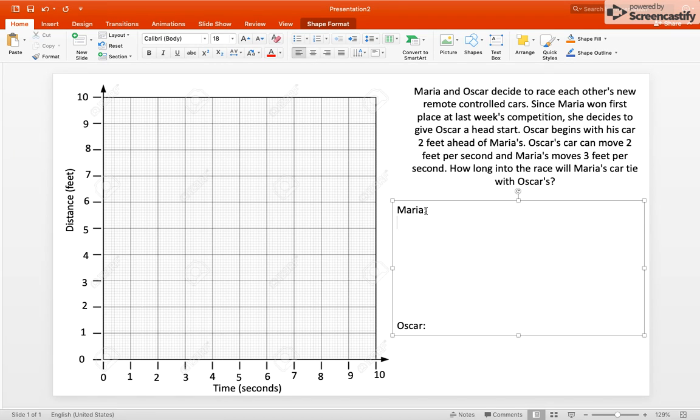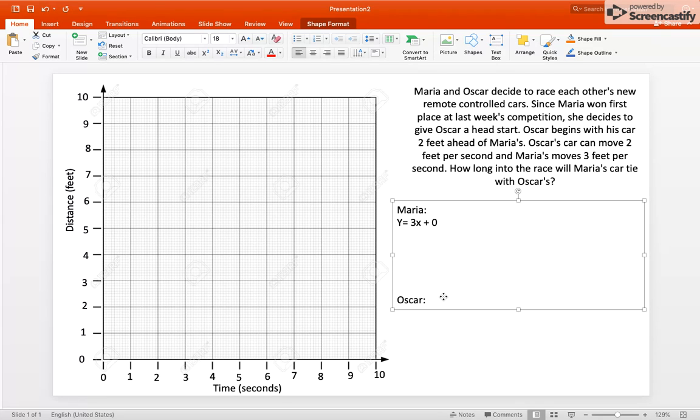So for Maria, y equals, her slope is actually going to be her car's speed. So it says in our word problem that Maria's car moves 3 feet per second. So she is moving 3 feet for every second. So second is on our x-axis, so that's why our slope is 3x. And then if we want to, we can actually add her y-intercept. Since Maria's starting at the official starting line, she's not getting a head start, we can go ahead and put her y-intercept as 0. And so this is Maria's first equation. So that will give us, depending on time, how far Maria's car has traveled.